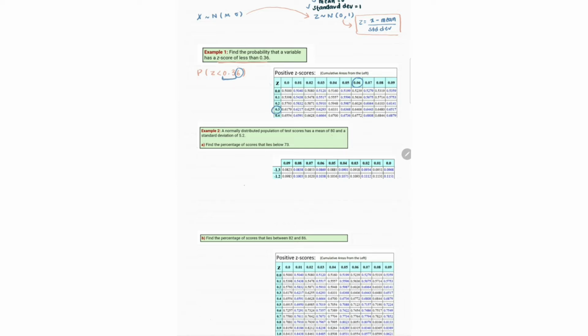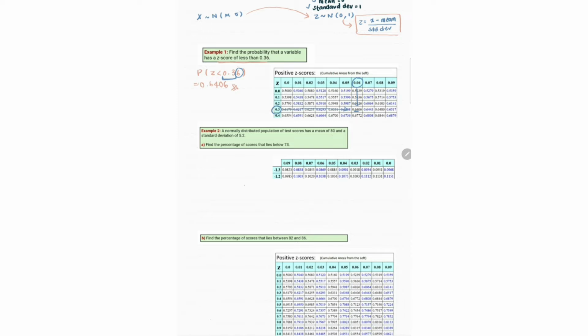After that we just make a straight line to find where the point goes, and here it is. The value is 0.6406, and that's all. It's super easy.